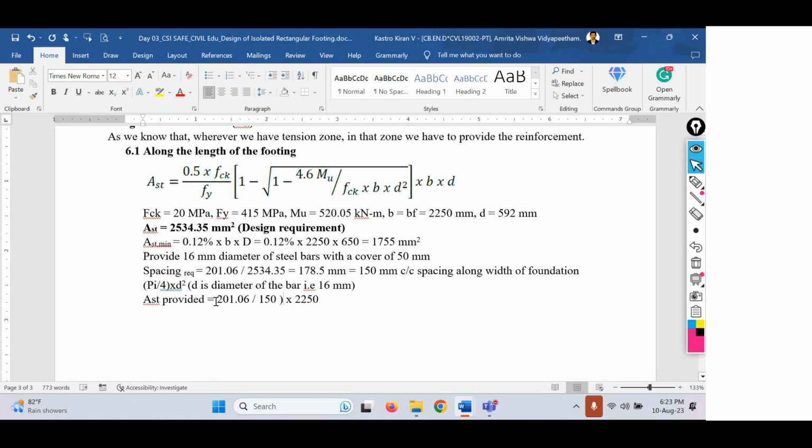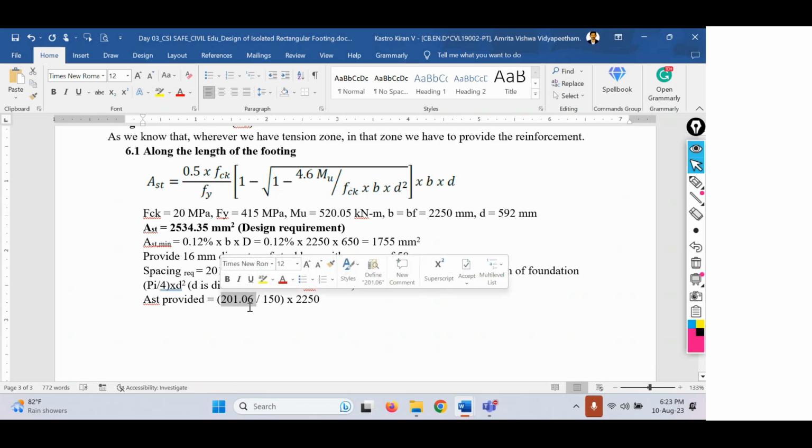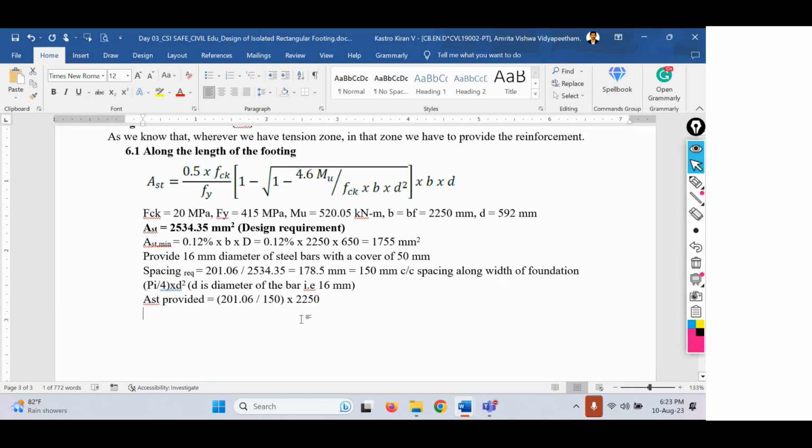So AST provided equals 201.06, which is the area of one steel bar of diameter 16 mm, divided by the spacing, that is 150 mm, into the width of the footing. The width of the footing is 2250, that is what we have taken. So that equals, we are going to get the AST provided value, which will be 3015.9 mm square. So this is the amount of reinforcement that we have to provide.